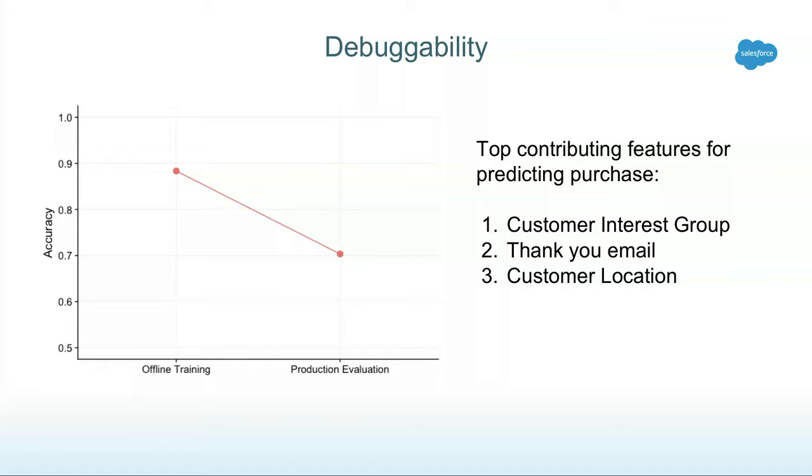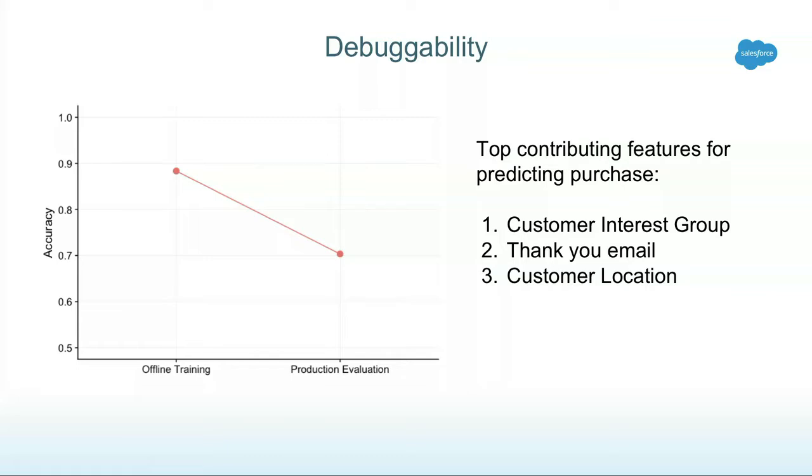But then we roll it out to production, and after some time, we can run some evaluation on this model to check, well, out of all the things that we predicted, how many of them were actually true in the long run. And we discovered that our accuracy actually dropped significantly, as you can see in this plot. And now we can look at these top contributing features, the features that really explain why the model is doing the way it is, and that really drives the prediction.